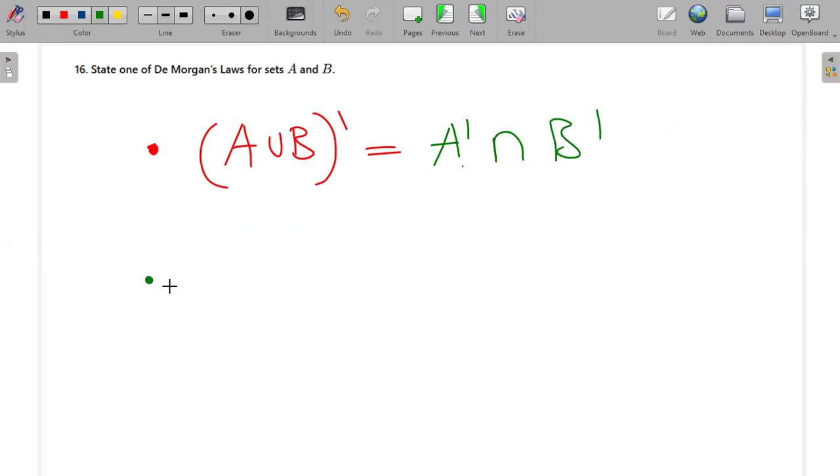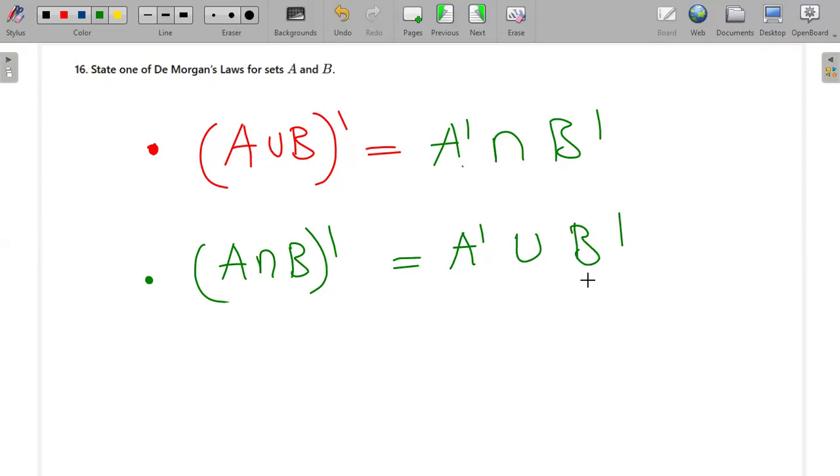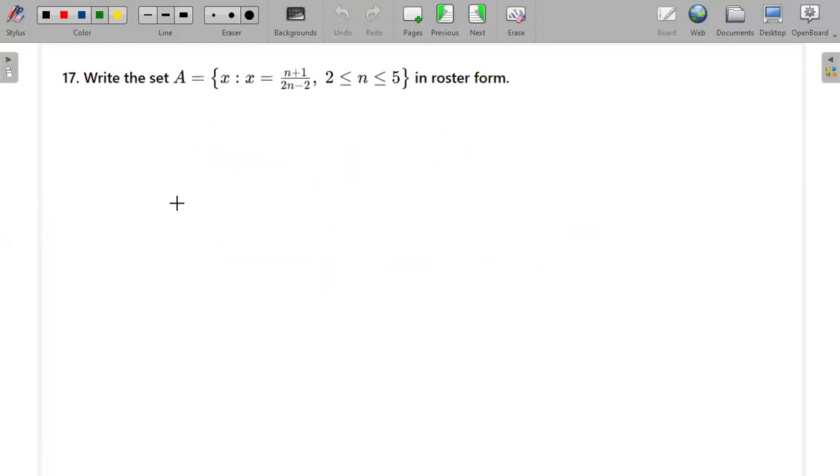Okay, and then the other one involves the intersection inside the bracket. Distribute the complement, I get A complement union B complement. So these are the 2 De Morgan's laws. So you state whatever you want, one of these, then you're going to get that question correct. Okay, what about question number 17?